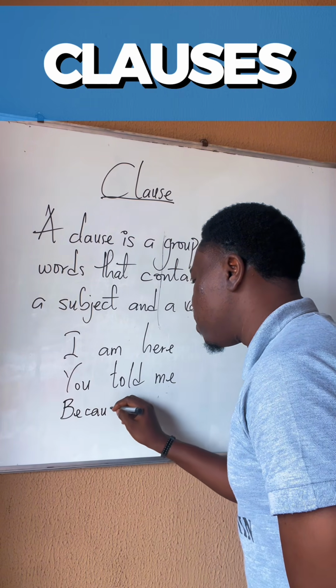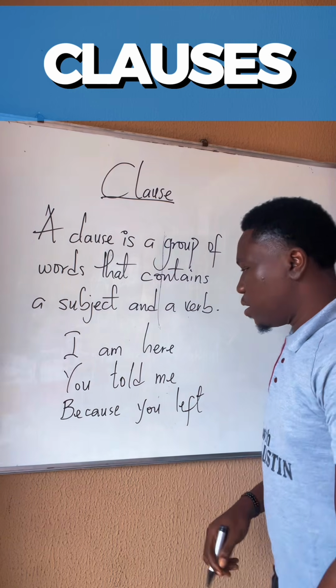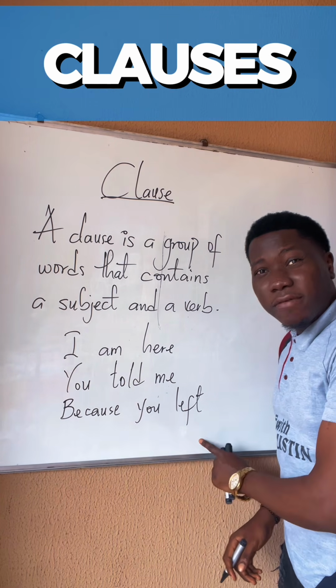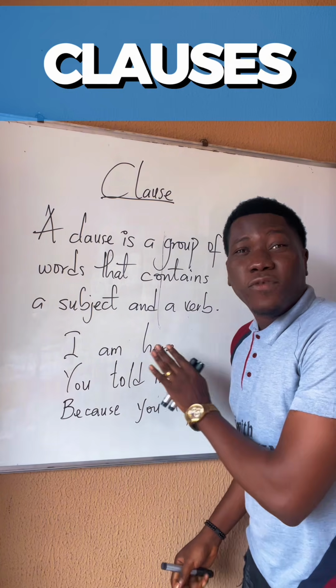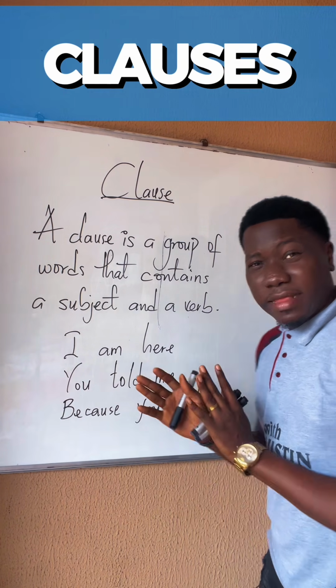Because you left. This is a subordinate conjunction. You is a subject here. You did what? You left. Subject, verb. Now, from this, you can see they are all clauses, but they're different.